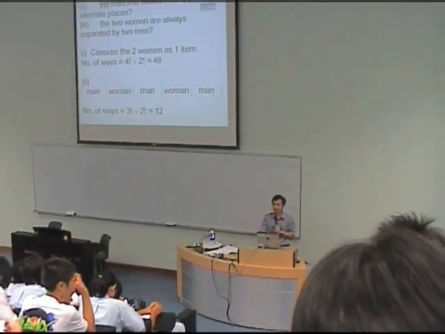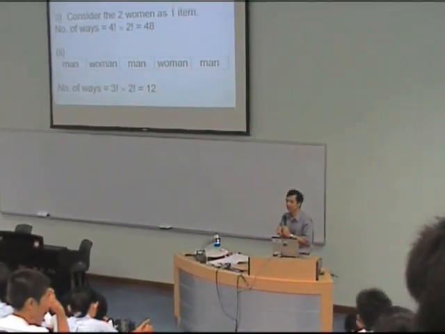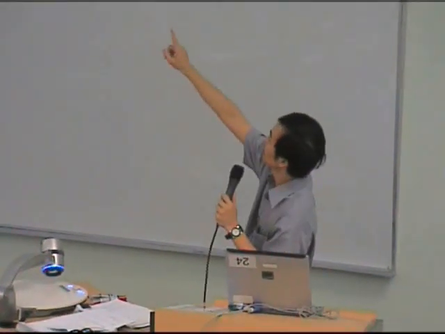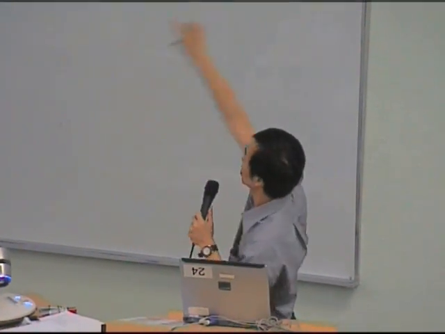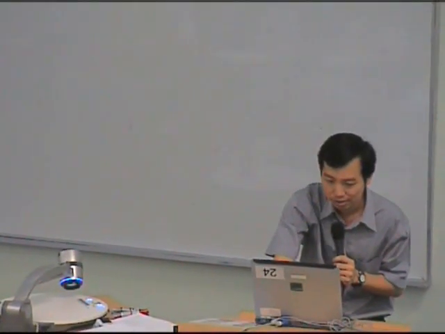Okay, then the last part is the most complicated one. Now I want the two women to be always separated by two men. So between two women there are always two men. Here there is not just one way of arranging them. There are two cases you have to consider. So for part 3, your answer will have case 1 and case 2, like this.